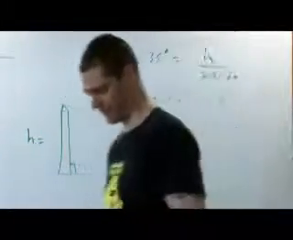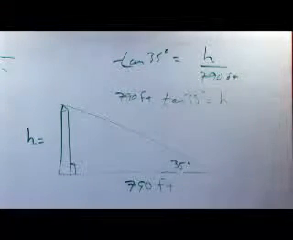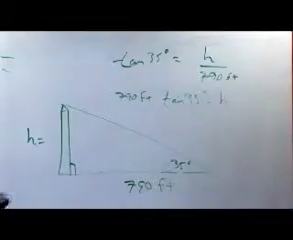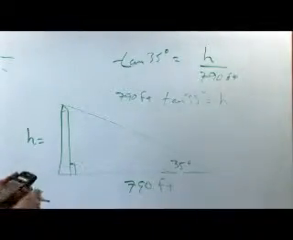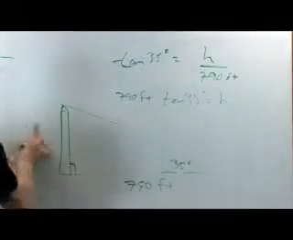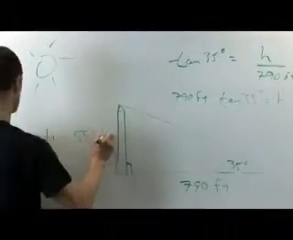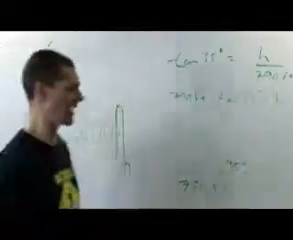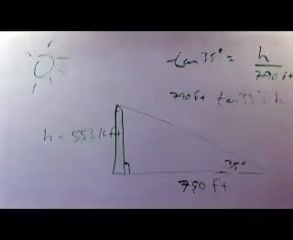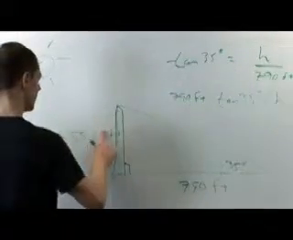I go, 35 tangent is about 0.7 and some change, times 790. According to this, h is equal to 553.163. I'm going to just do it to the hundredths. Actually, it says to the nearest foot. To the nearest foot is 553.